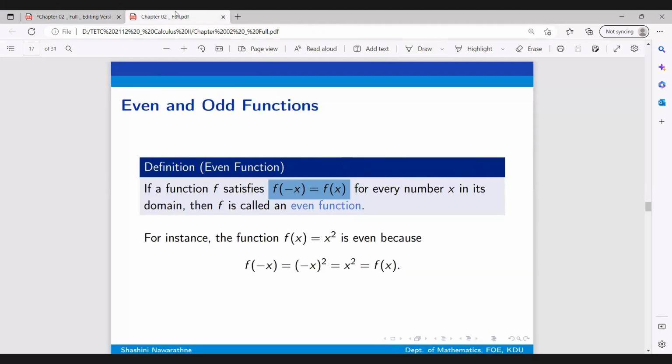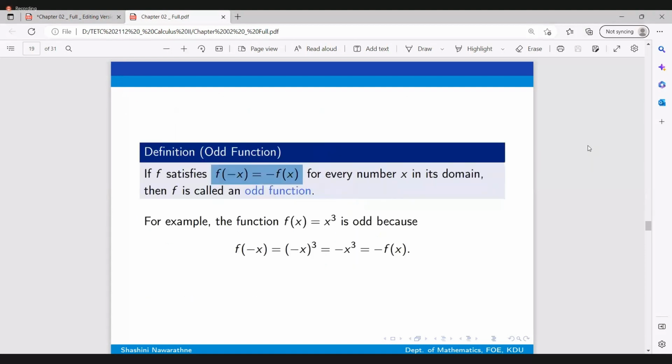Okay, so we were in the middle of this example. If a function satisfies the condition f of minus x is equal to f of x, then we call that function an even function. And if a function satisfies the condition f of minus x is equal to minus f of x, then we identify that function as an odd function.